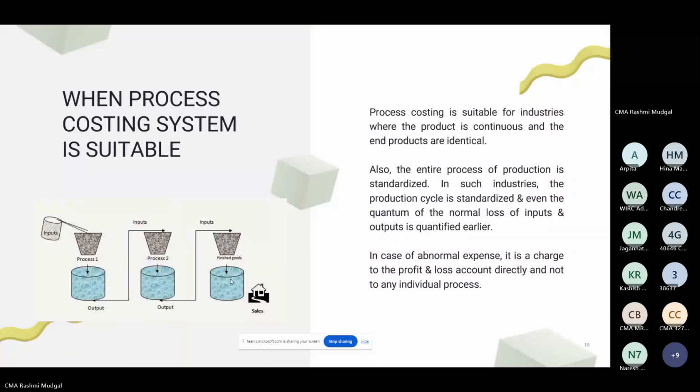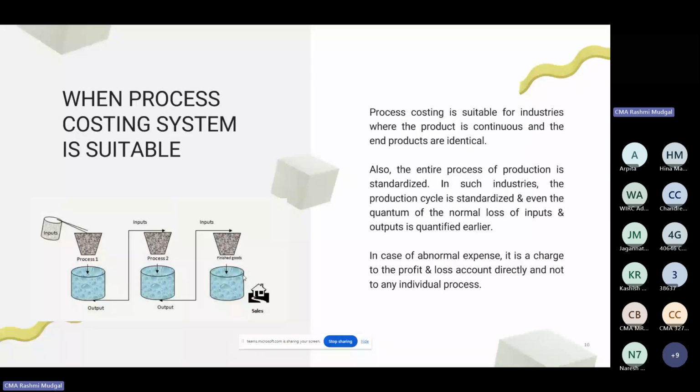So we can make these machines a process. The first process will be sorting, the second is cutting, the third is packing. So here, the first process output will be the input of the second process.